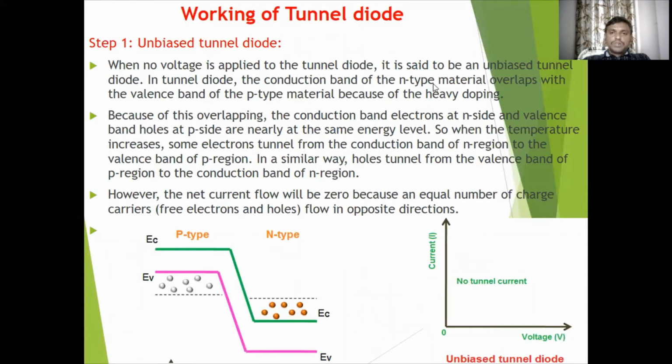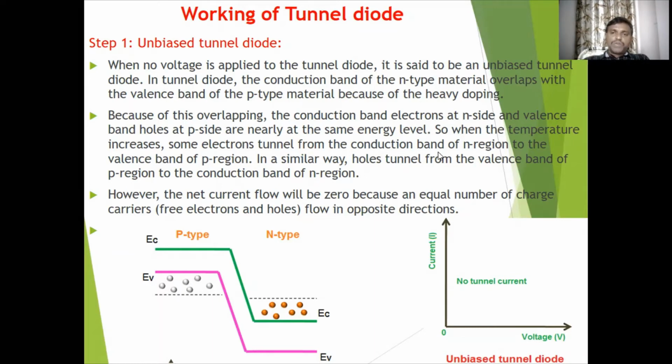So here in the tunnel diode, the n-type material conduction band overlaps with the p-type material. Because of this overlapping, the conduction band electrons at the n side and the valency band holes at the p side are nearly at the same energy level. When the temperature increases, some electrons tunnel from the conduction band of the n region to the valency band. If there is no increase in temperature, no tunneling takes place. The holes and electrons remain in the valency band and conduction band respectively.